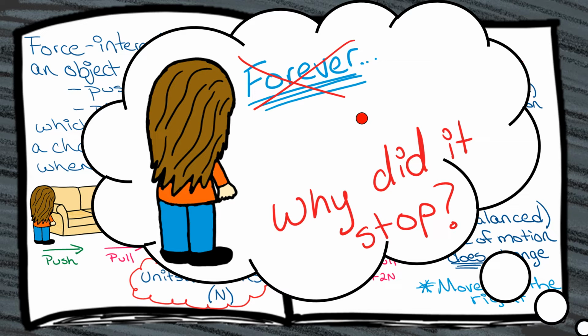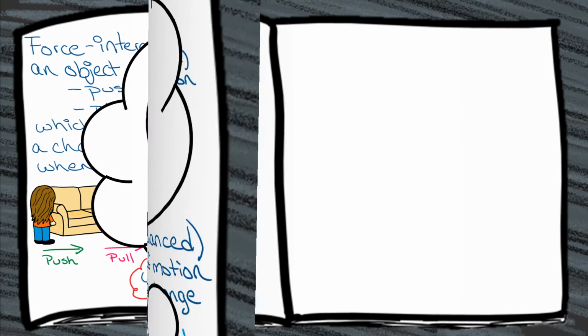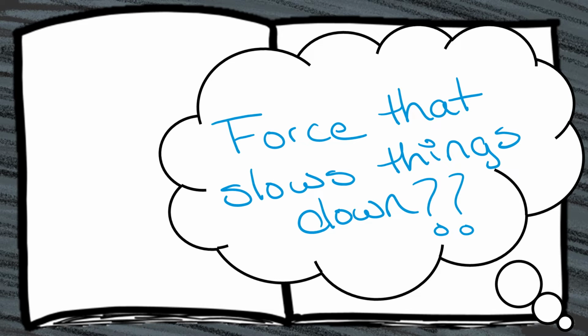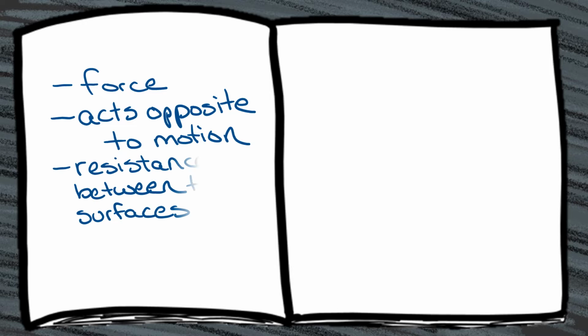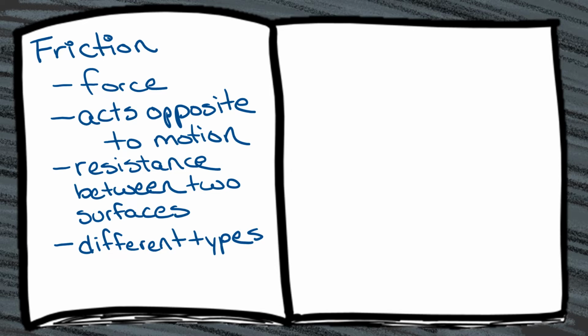Great question, Alex. Everyday objects in motion eventually slow down and become motionless without seeing an outside force acting on it. Why? Yes, Alex, there is a force that tends to act opposite to motion due to the resistance between two surfaces, which is known as friction. Now, keep in mind, Alex, that not all friction is the same. There are different types of friction based on the surfaces that the objects come in contact with.